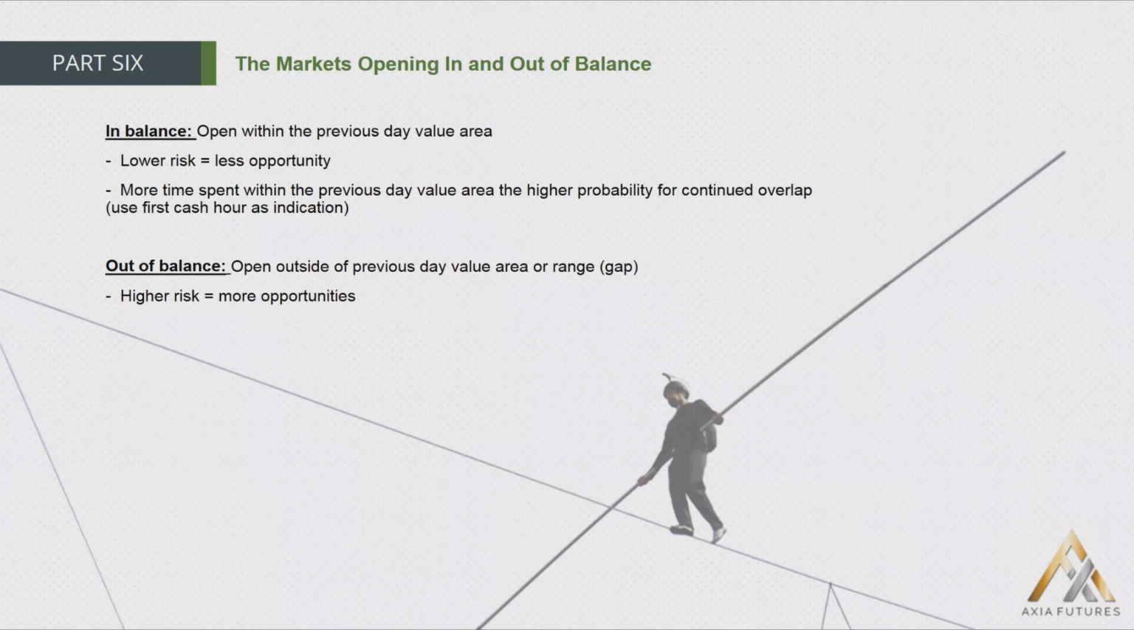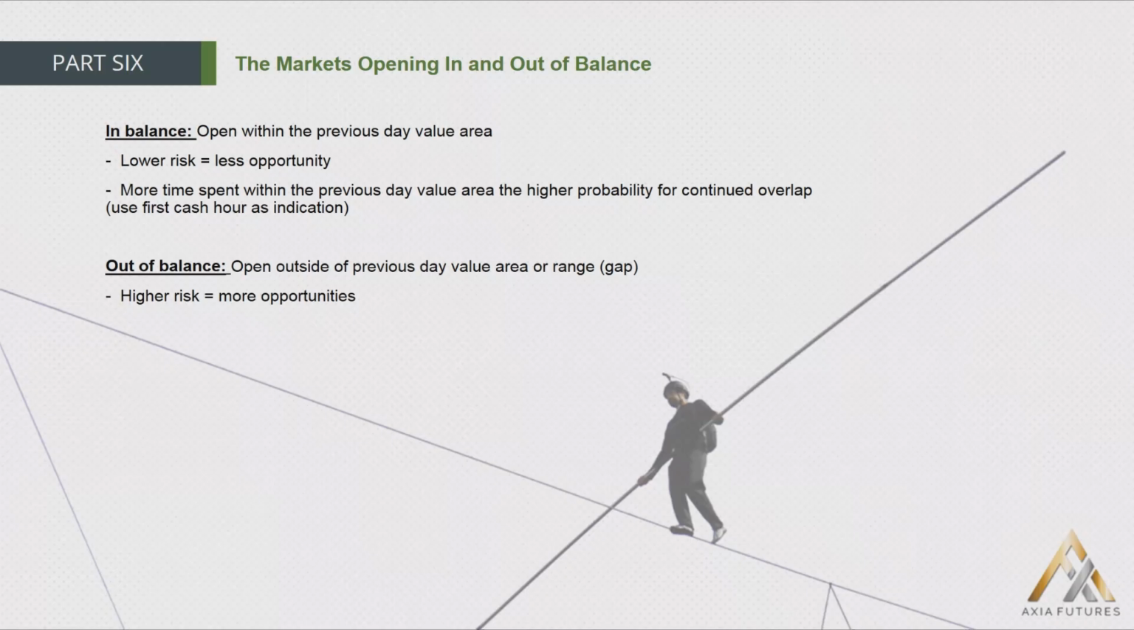A market that is in balance opens within the previous day's value area. So, where the market accepted prices the previous day, where buyers and sellers said, we are happy to agree this is the fairest price on the day, if we open in and around that fair value, the market is said to be in balance. Remember, when we're in balance, the market is said to be in firm control.